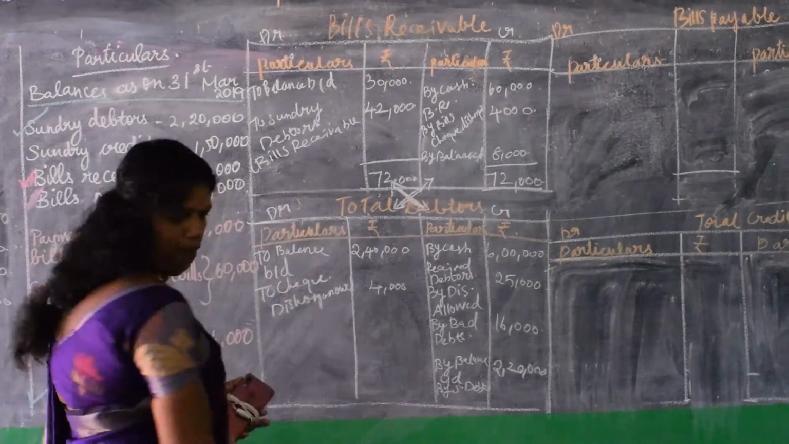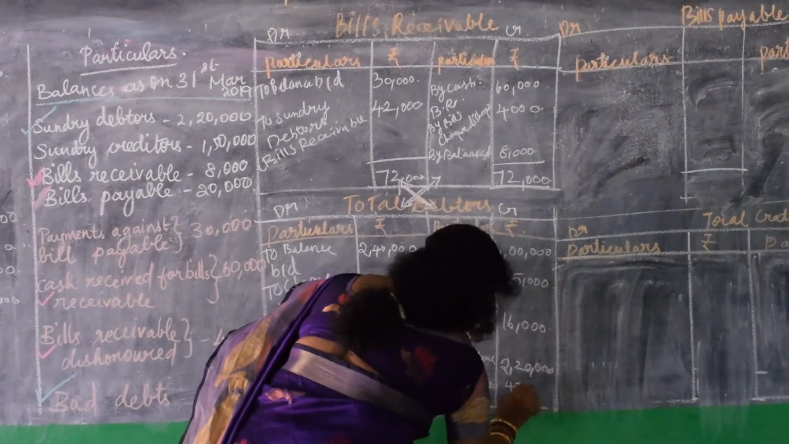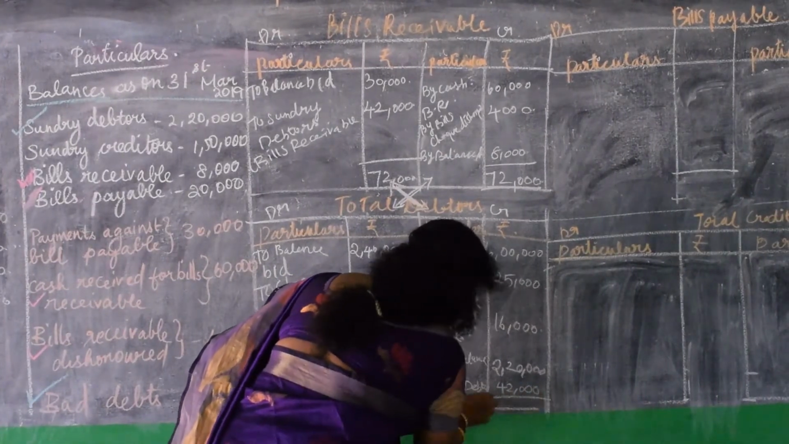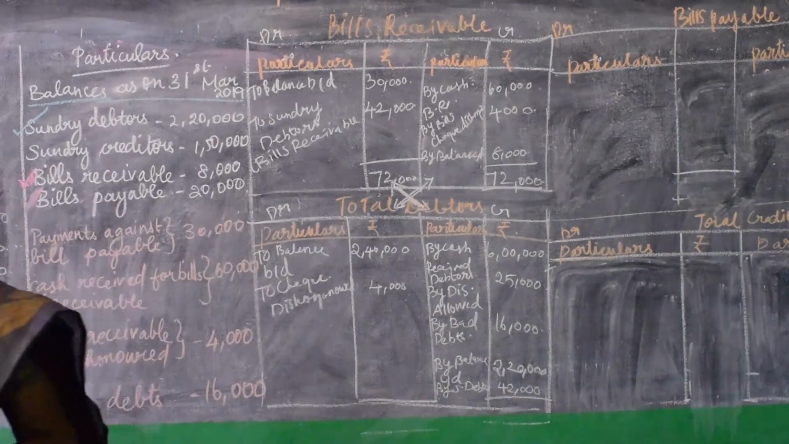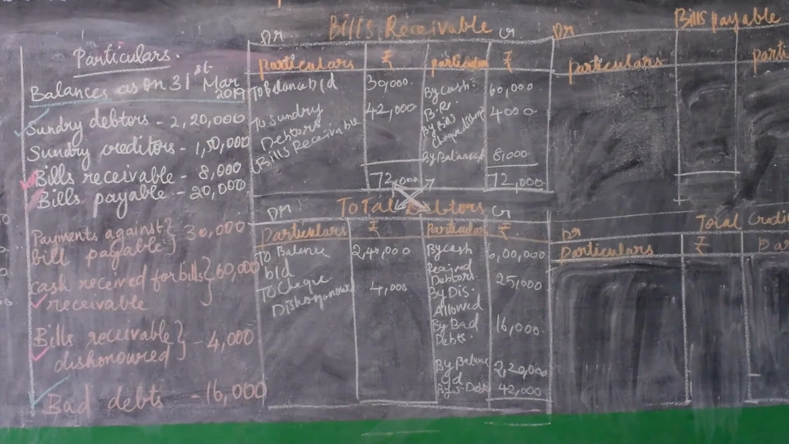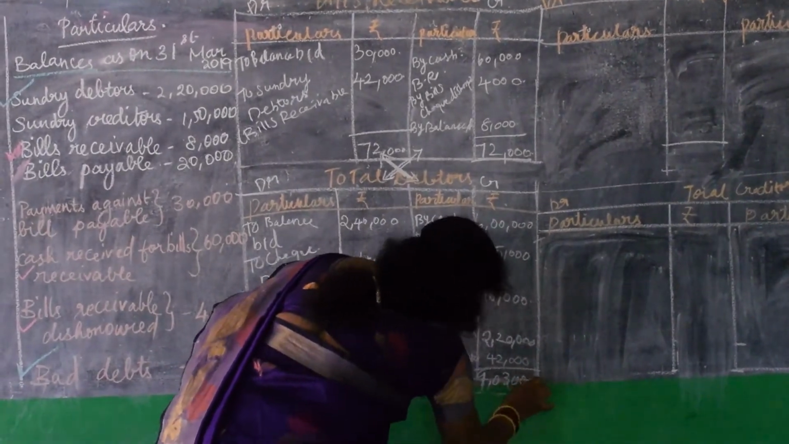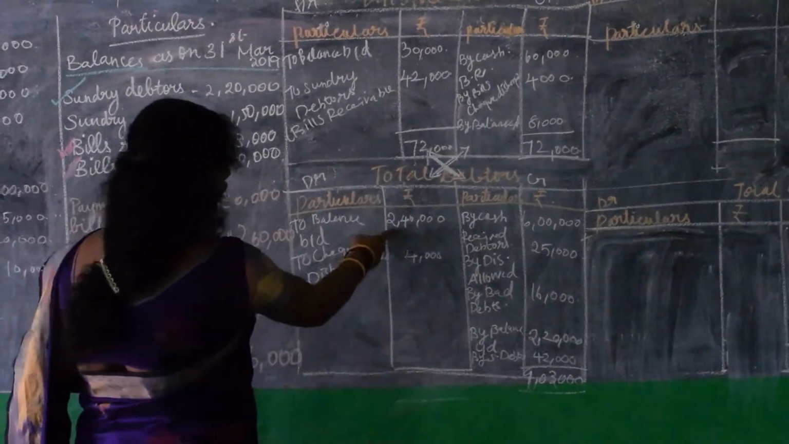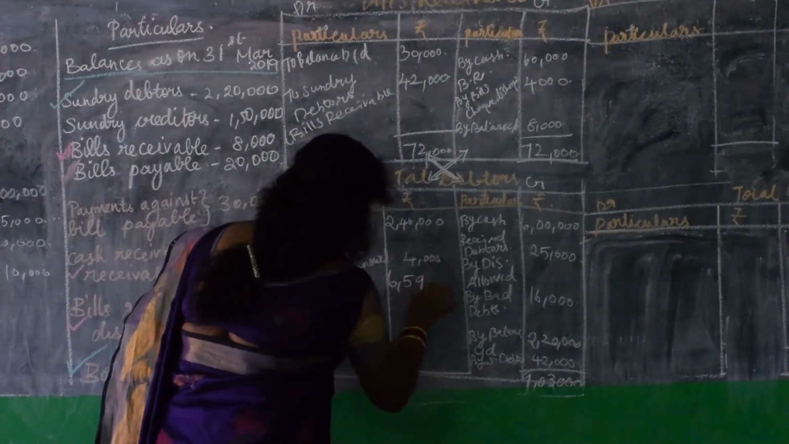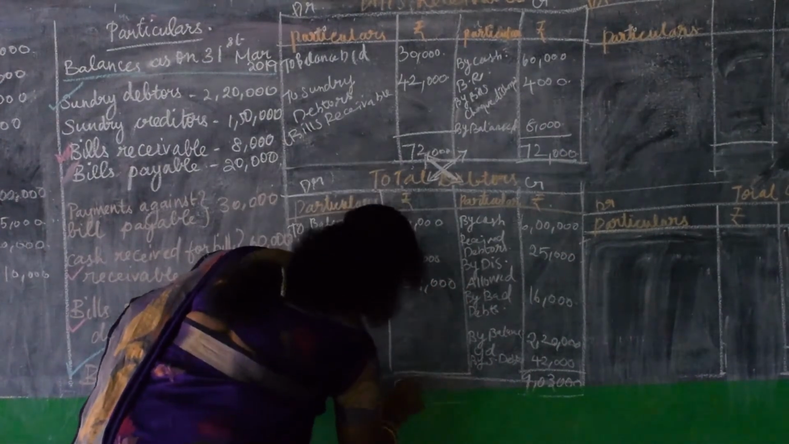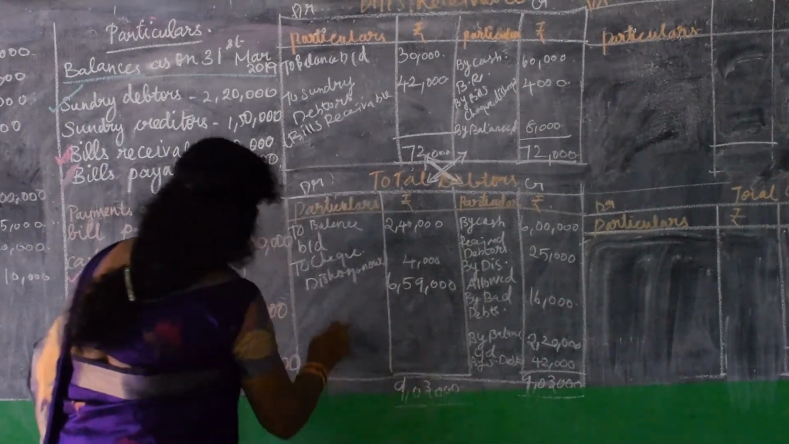What is the amount? 42,000. Total both the areas. You will get 9,03,000. Here you get 2,44,000. The difference is 6,59,000. That is the total. You will get 9,03,000. This is what?